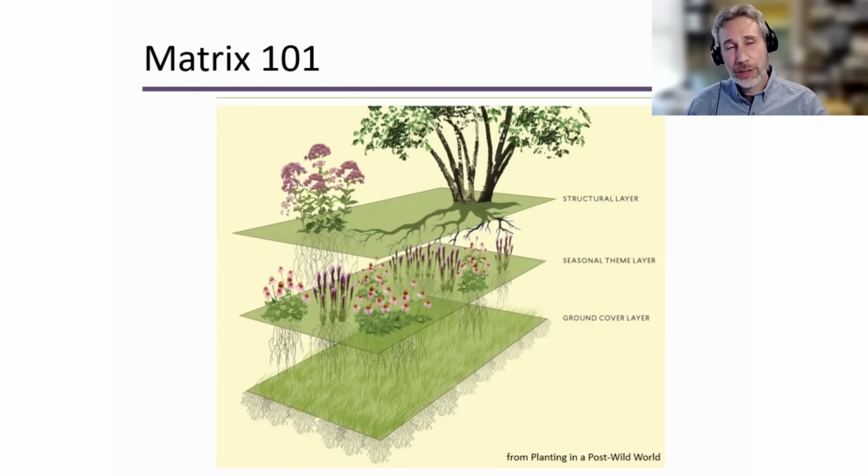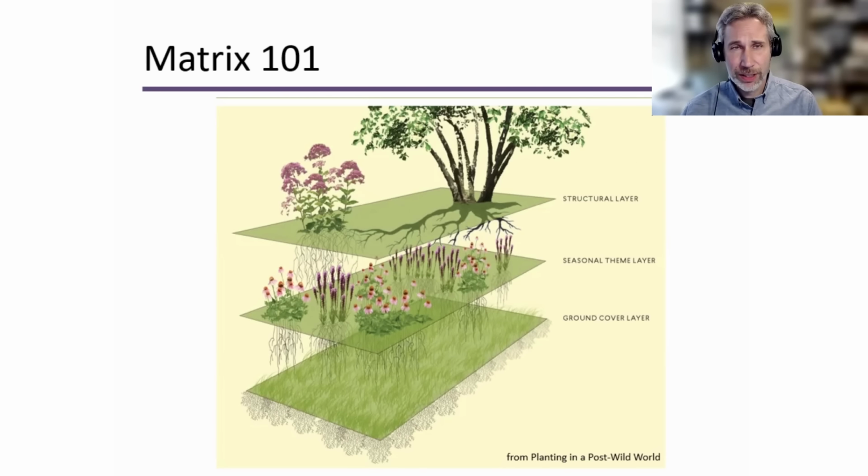So here we see there are 3 primary layers in a natural garden and a matrix garden. So we have the ground layer, which is commonly dominated by sedges and/or grasses. And then we have something called the seasonal theme layer, which is masses and drifts of flowers blooming in sequence throughout the growing season. So here where I am, southeast Nebraska, we're talking mid-April to late October-ish or so.